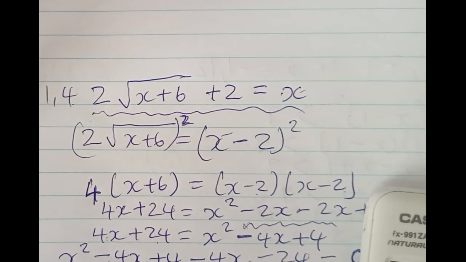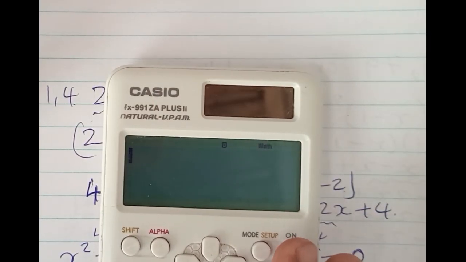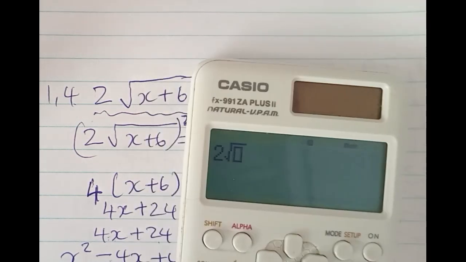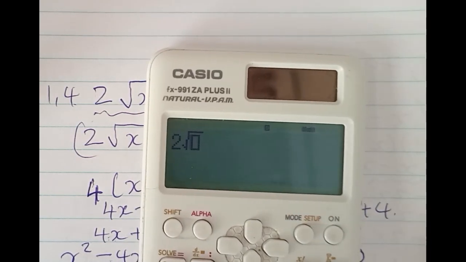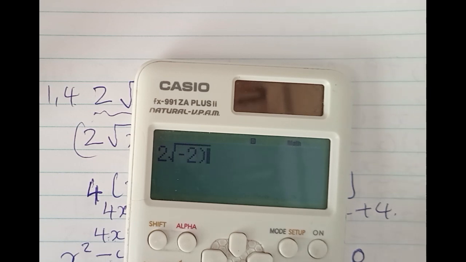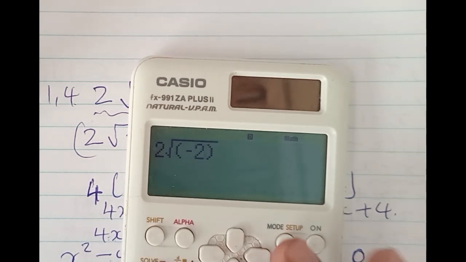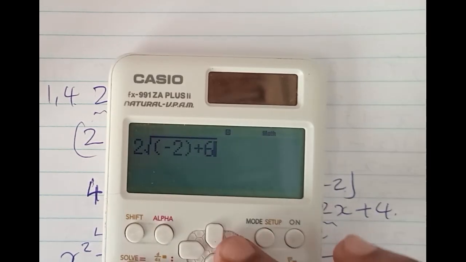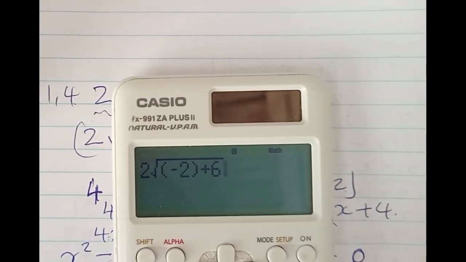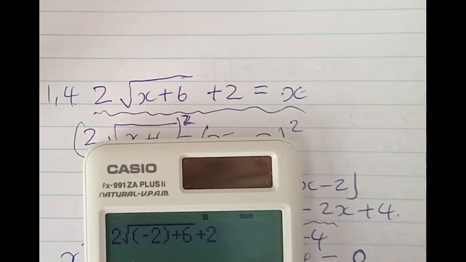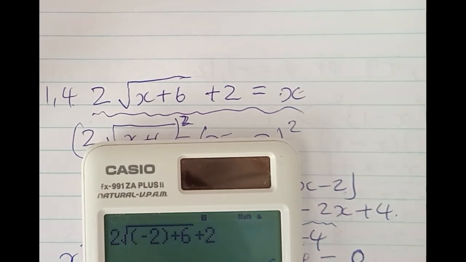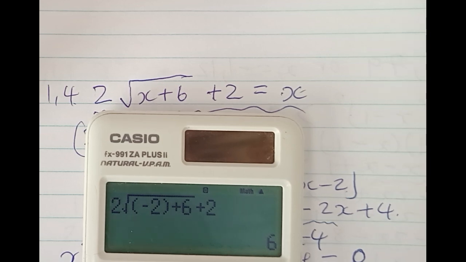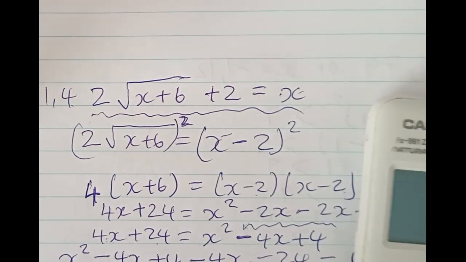So I will take my calculator here and type that question, which is 2, then I open square root, then I'll say negative 2. Remember I said when you substitute you should put it in bracket. It's safe to put it in brackets to avoid mistakes, you know. So plus 6 then plus 2 should give me negative 2 because of this x, right? So it gives me 6. Wow. Okay, so let's test with 10.